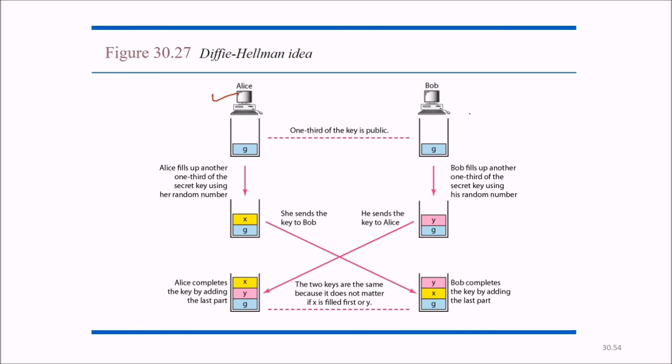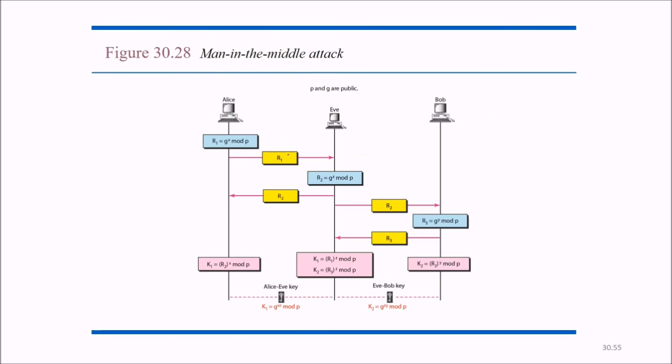This is Alice. This is Bob. So Alice fills up another 1/3 of the secret key using her random number, and she sends the key to Bob. In this case here, Bob fills up another 1/3 of the secret key using his random number, and he sends this y here. So Alice completes the key by adding the last part, and Bob completes the key by adding the last part. So the two keys are the same because it does not matter if x is filled first or y is filled first. So this is the Diffie-Hellman idea.